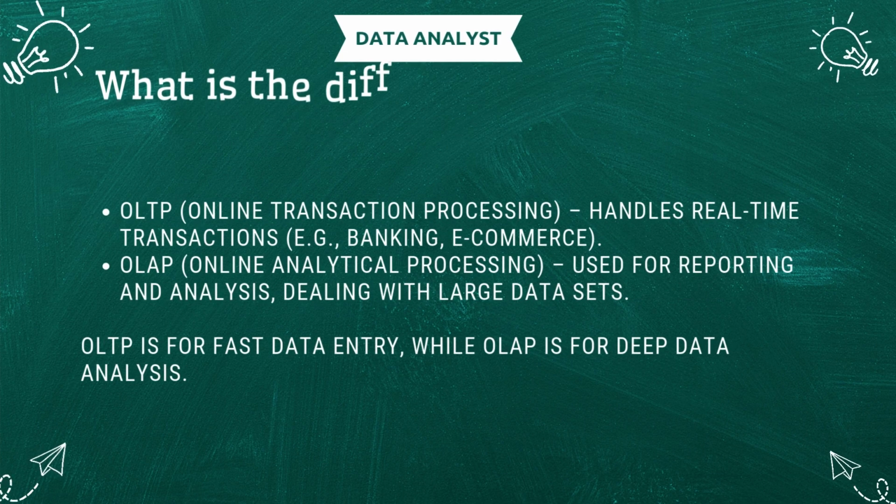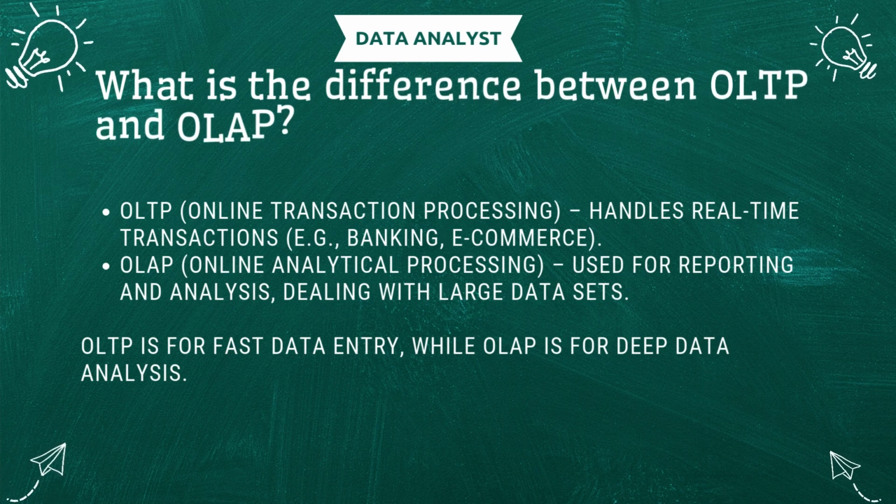What is the difference between OLTP and OLAP? OLTP, online transaction processing, handles real-time transactions, for example, banking and e-commerce. OLAP, online analytical processing, is used for reporting and analysis, dealing with large data sets. OLTP is for fast data entry, while OLAP is for deep data analysis.